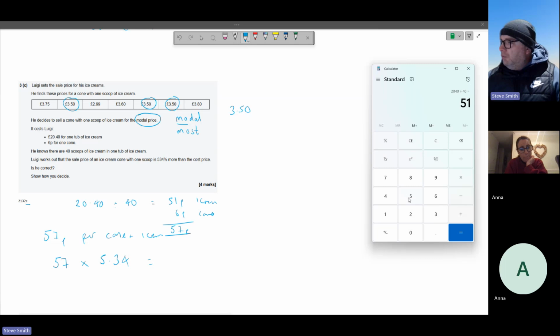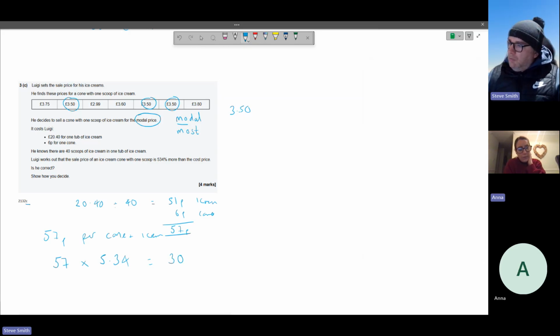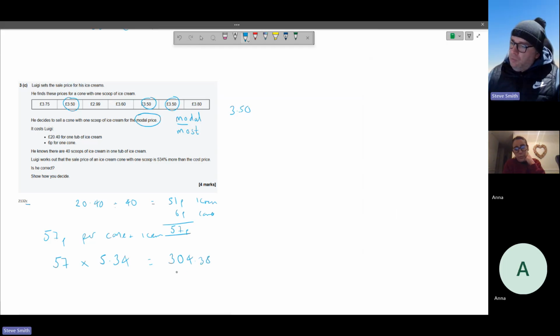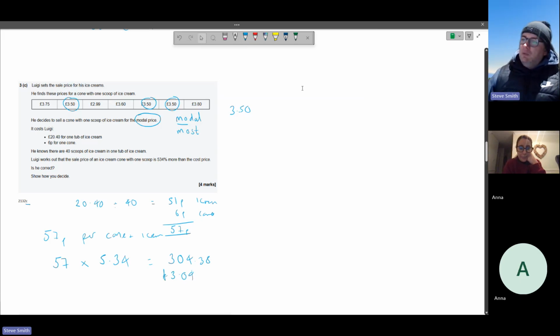So 57, because it includes the price of the cone, times by 5.34 equals 304.38. This is in pence as well. So in pounds, we can see that's going to be £3.04. So we can definitely see Luigi works out the sale price of ice cream with one scoop is more than. Yes, it is more than. Look, he's saying he's charging £3.50.